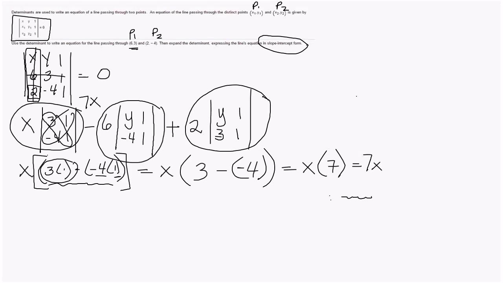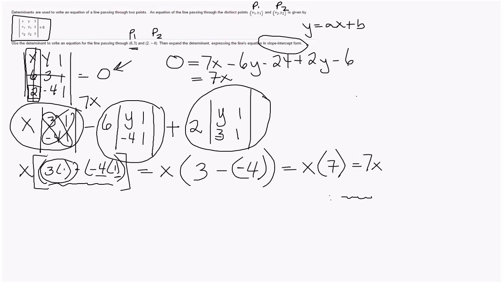Anyway, in the end, when you work this all out, what you're going to get is something that looks like this. 7x minus 6y minus 24 plus 2y minus 6. And that's all going to be equal to this 0. And then to put it into your slope-intercept form, which is y is equal to ax plus b, you're just going to combine like terms.